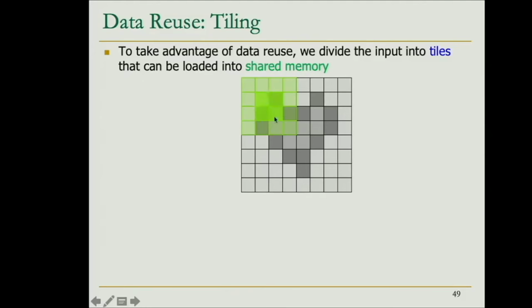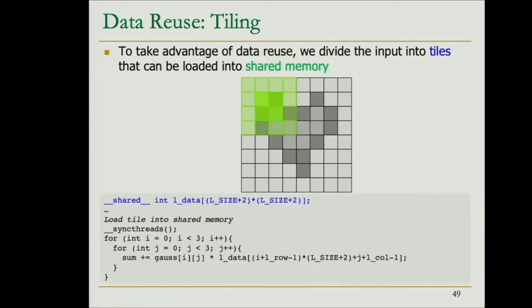So these 4 threads will need to read all these values from DRAM and store them somewhere where they can be accessed much faster. And this somewhere is the shared memory, the scratchpad memory. This is something that the programmer can control. For that, we will need to declare an array in the shared memory, in this case L data, local data of this size. And then we will have to synchronize.